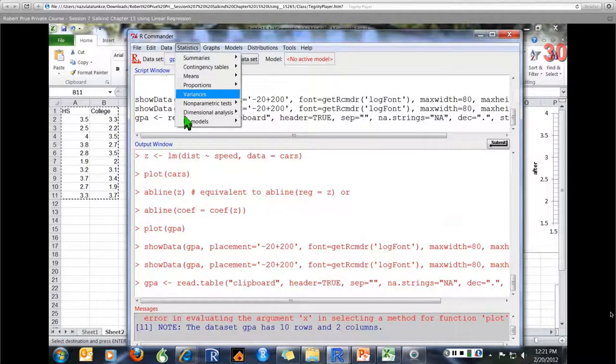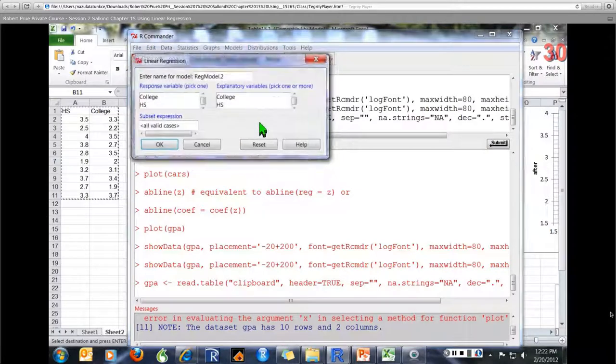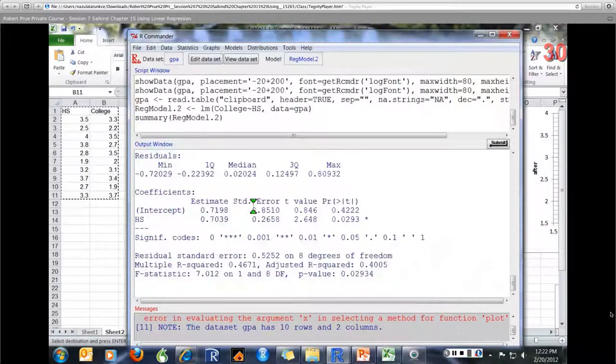First thing I can do is come down and find a linear regression or a linear model. My explanatory variable is how well somebody does on their GPA in high school. And the response is the college. So again, this is independent, dependent. Click OK. And there I get my model.